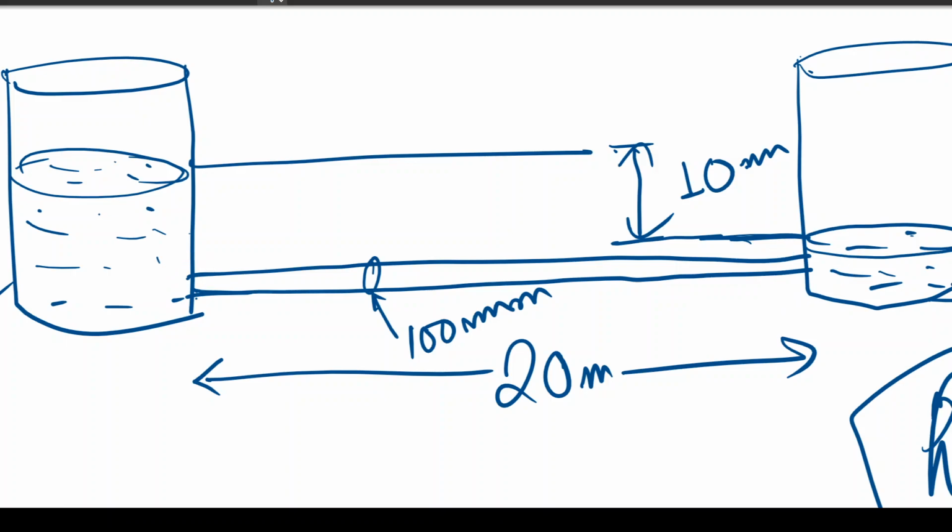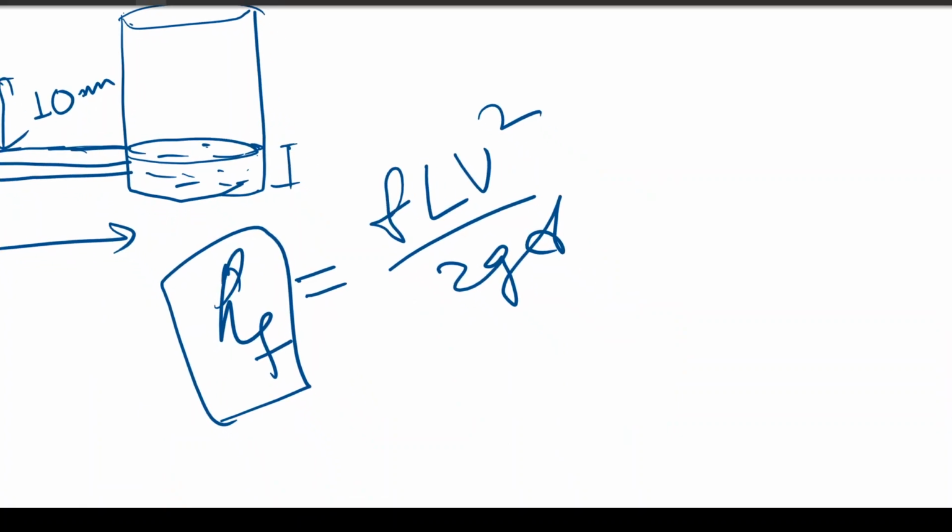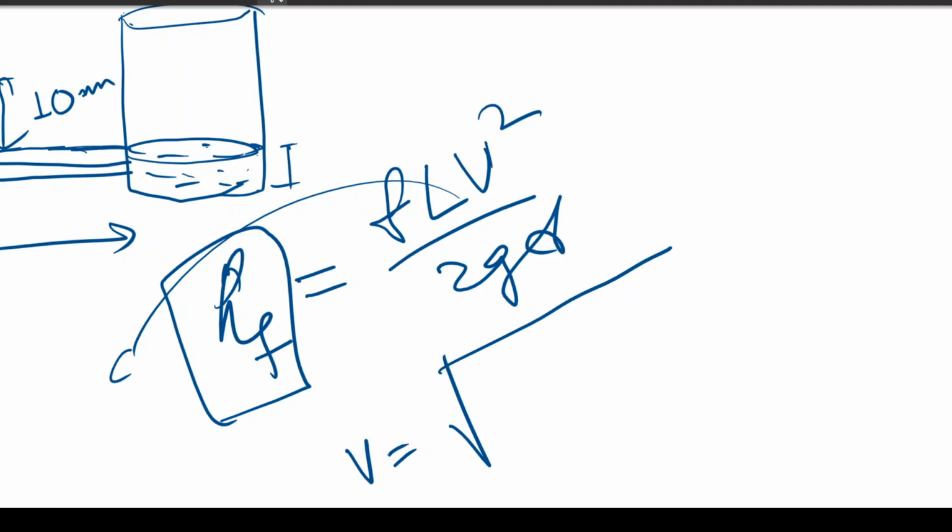You can include them, but it will not make much change here. Anyway, in this formula, to find the velocity, we'll have to take this to the other side, and V becomes the square root of hf into twice g d divided by f into L.